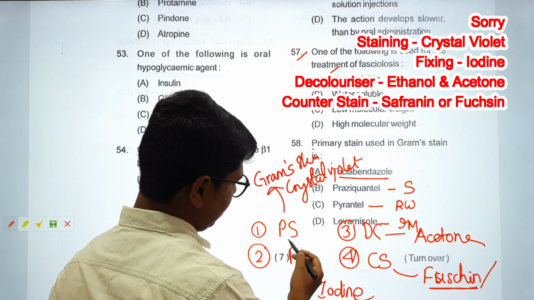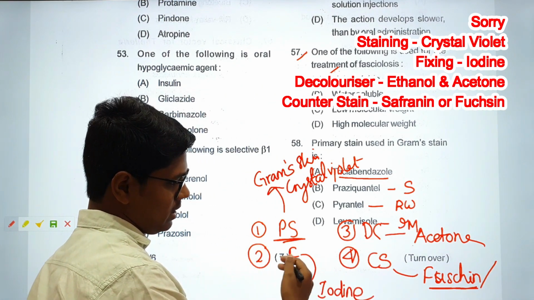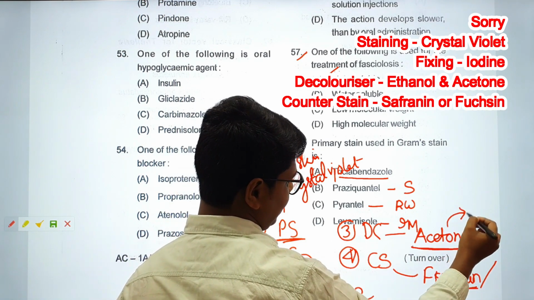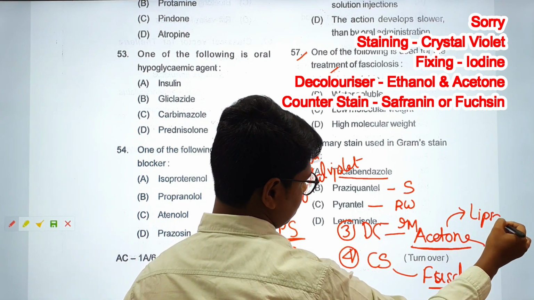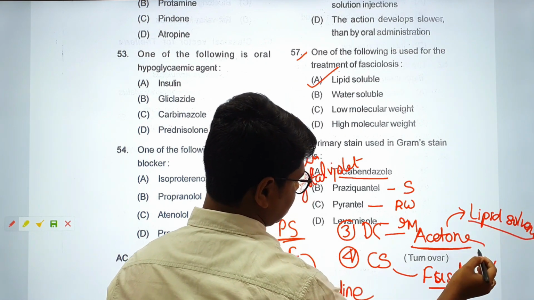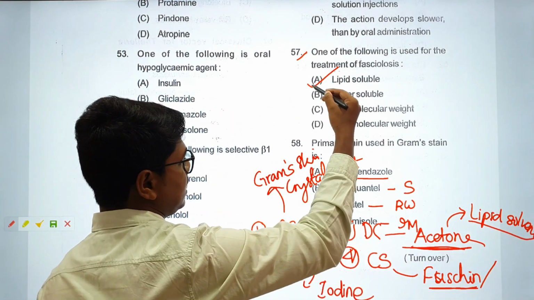Okay, so the primary stain is washed away by acetone, which is a lipid solvent, special in gram negative bacteria. So the primary stain is lipid soluble.